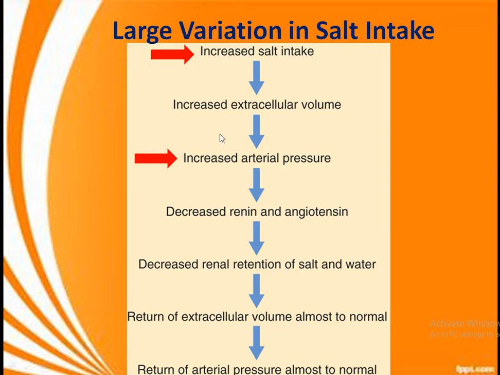Previously we were discussing the decrease in the arterial pressure and the decrease in the sodium, so that in the end we were retaining the sodium and water, and in the end the blood pressure increases. But here the initial condition is an increase in the arterial pressure and increase in the salt intake. So how is it managed? What is the control of the kidney?